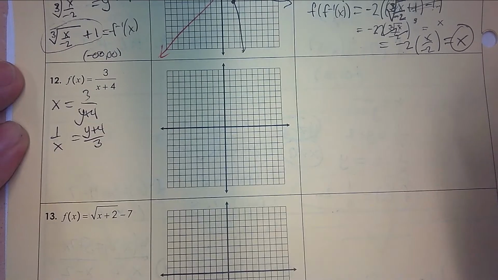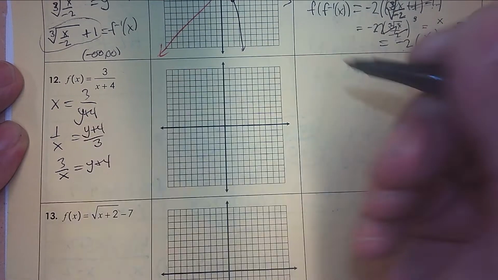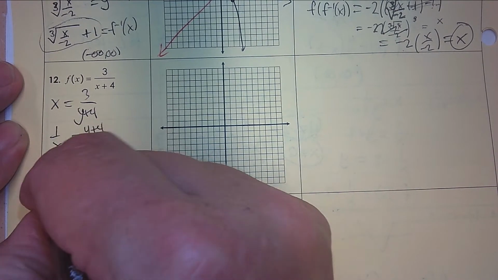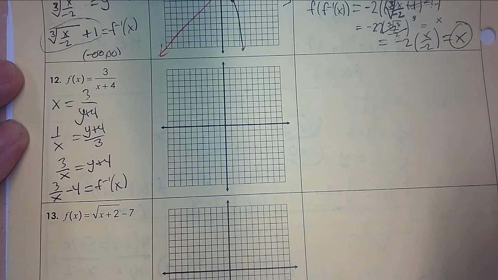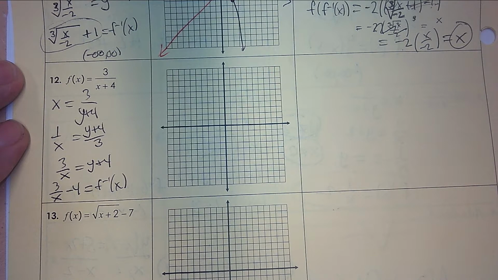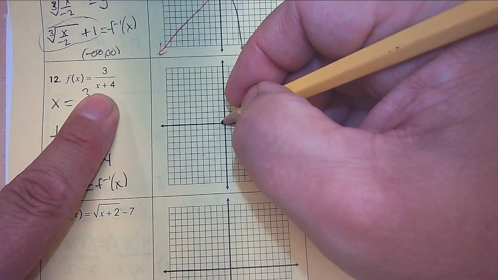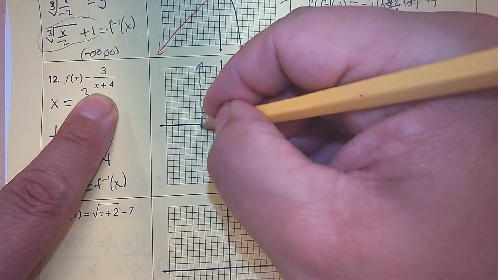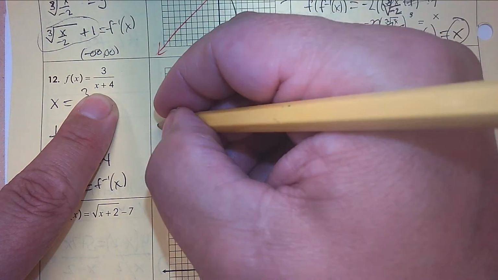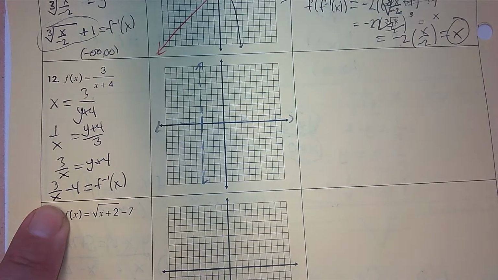I'm going to multiply by 3 and then subtract. So I have 3 over x subtract 4. That's my inverse. So I'm going to graph both. I might use a pencil for asymptotes. So for the first one, the asymptote is at -4. And 0. So the good news for both the horizontal, this one's at -4.